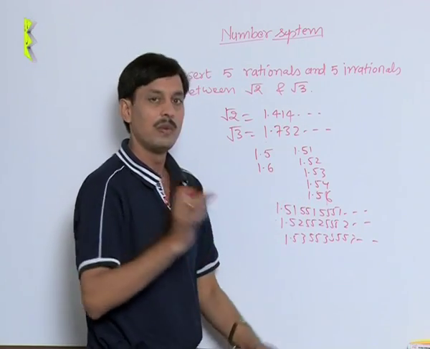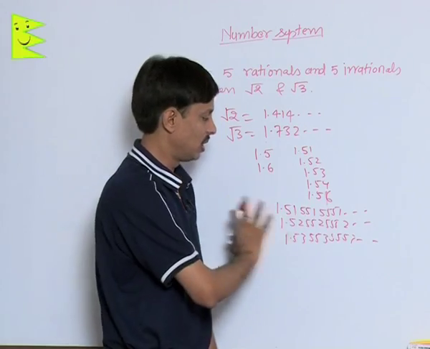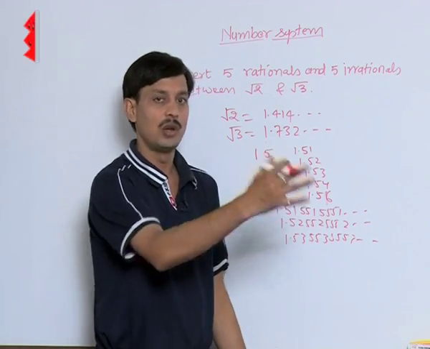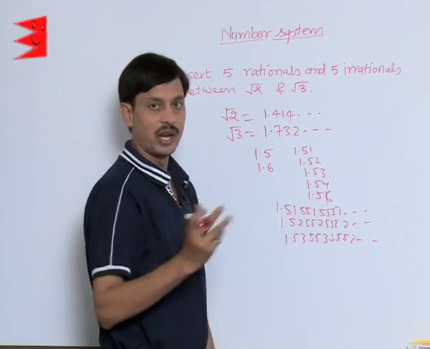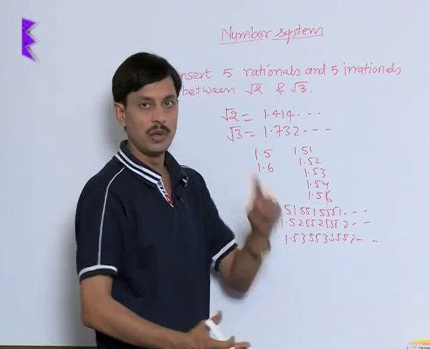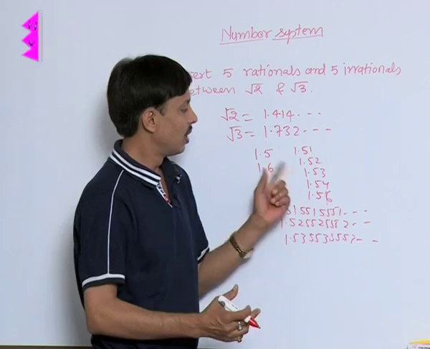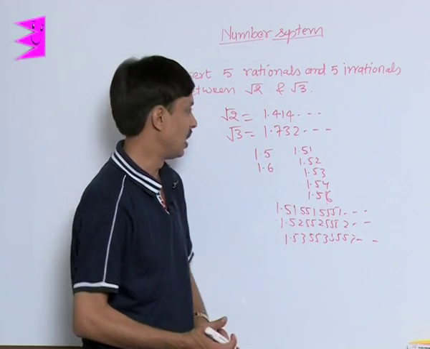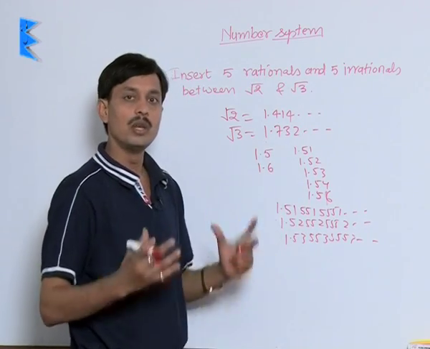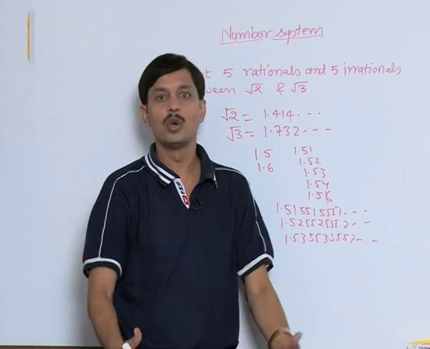But take care, when you are writing an irrational, there is a pattern: non-terminating, non-repeating. Whenever you are writing the rationals, the pattern should be either terminating, or if it is not, then you write them as non-terminating but repeating. So this is the way to insert a few numbers between the two given numbers.